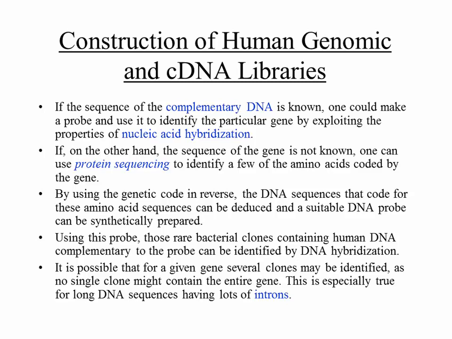Now it is possible, as I said before, that for a given gene, several clones may be identified, as no single clone might contain the entire gene. Because you've cut it up using restriction nucleases, the gene might have been spread across different fragments. This is especially true for long DNA sequences which have lots of introns in them. Again, what are introns? They are the non-coding DNA sequences, and they are found in what kind of cells? Eukaryotes, yeah, good.